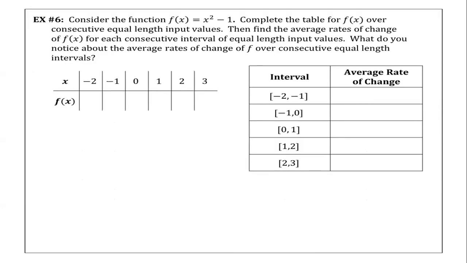All right, so here we have, consider the function x squared minus 1. We're going to complete the table by simply plugging in and finding those values. And then we're going to find the average rates of change on these given intervals, okay? And then we're going to talk about what we notice for the average rates of change over the consecutive intervals. The key thing here is the word consecutive. We only can recognize the pattern with the average rate of change if it is a consecutive interval that we are analyzing.